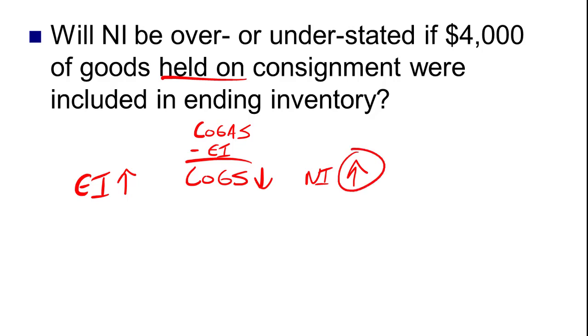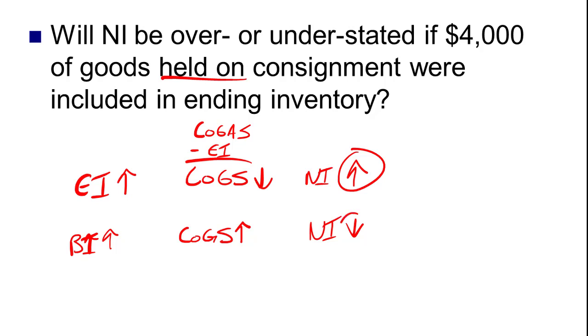Now the flip side of an inventory error is what happens next year. If ending inventory is too high now, then beginning inventory will be too high next year. So next year, beginning inventory will be too high, which means that cost of goods sold will end up being too high because cost of goods available for sale will be too big. Ending inventory hopefully will be right the second time. So cost of goods sold will be too high. So in the second year, net income will be too low.